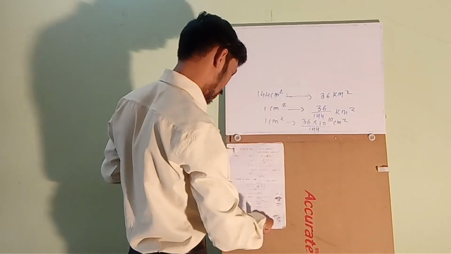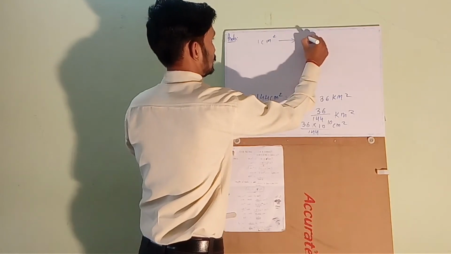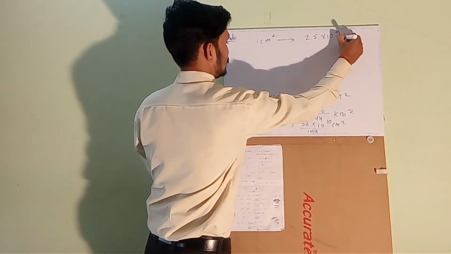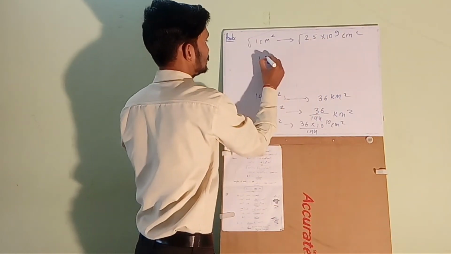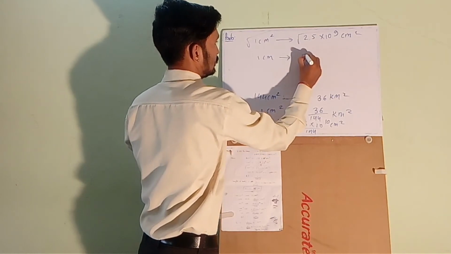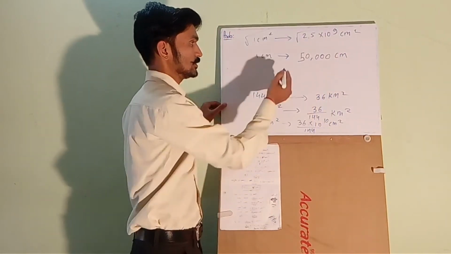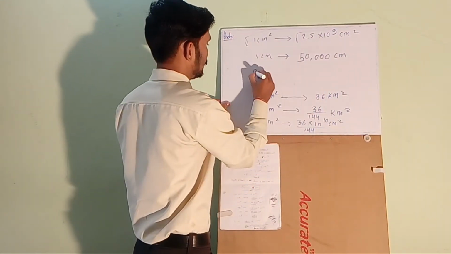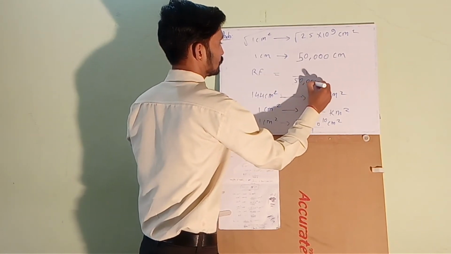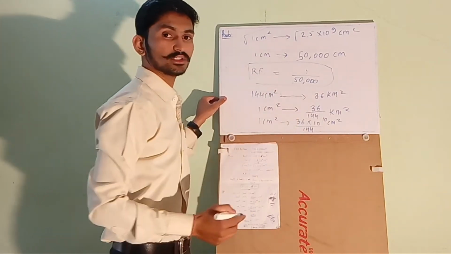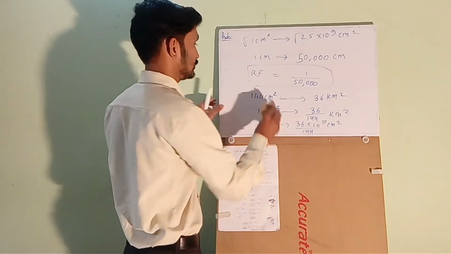Okay, so this is how much? 2.5 into 10 to the power 9. 1 centimeter square is 2.5 into 10 to the power 9 centimeter square. Taking root both sides, we can get 1 centimeter is 50,000 centimeter. So from here we can calculate RF, which is simply 1 by 50,000. Okay, so the RF is 1 by 50,000, and now we have to calculate the length of the scale.